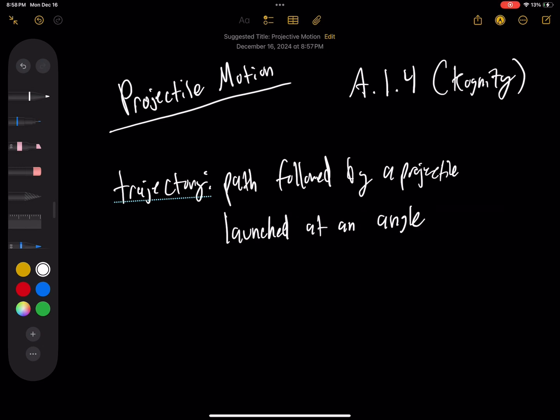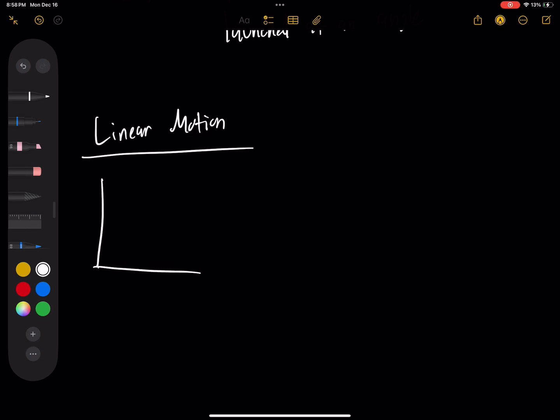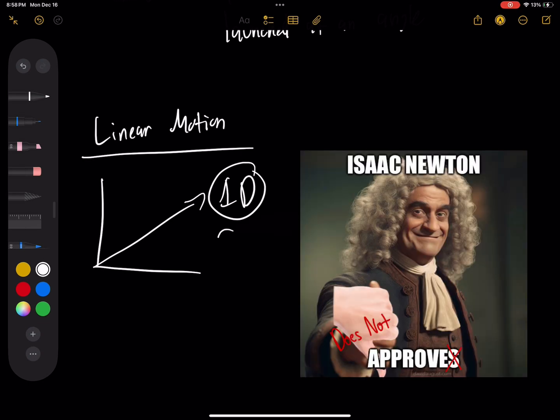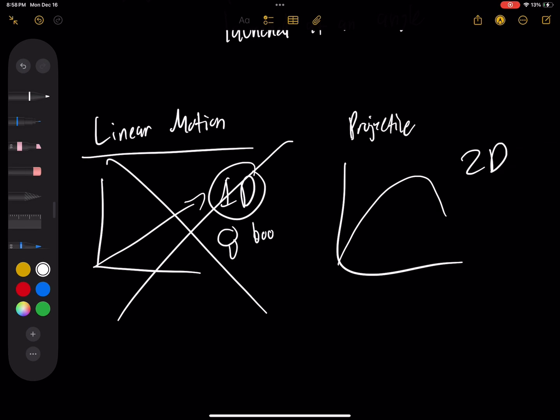So, assuming you guys have done the Kognity already, hopefully, you are probably familiar with linear motion. You also did this last year. So when you have linear motion, you have something just moving in one dimension. No one likes that. In projectile motion, you're going to be moving in 2D, which means you can do cool things like this, where you curve and you're not just a dot.